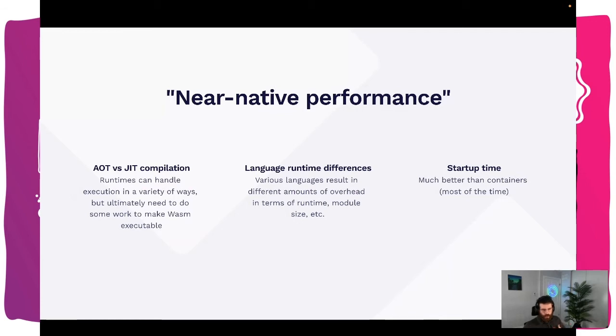With Suborbital, what we are usually dealing with is serverless functions, which are often cold starting. They are often executing very quickly. They're often very ephemeral. And so we tend towards just-in-time compilation because it fits the properties that we need a little bit better.